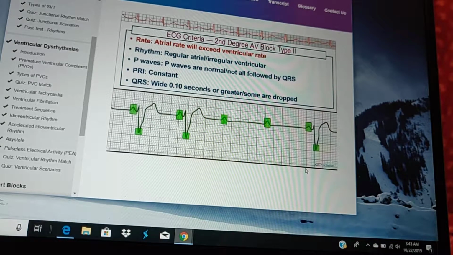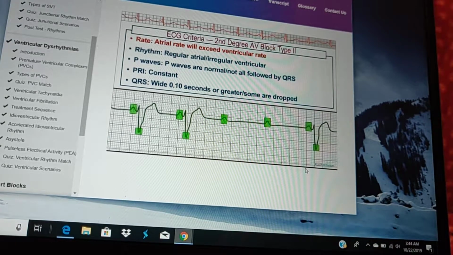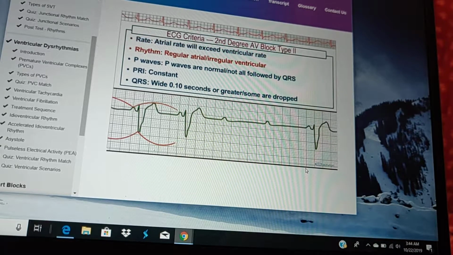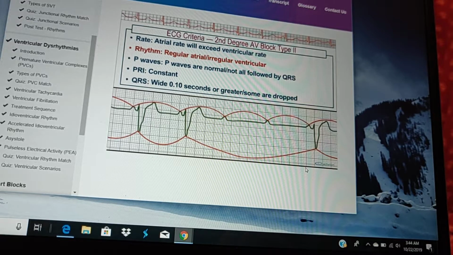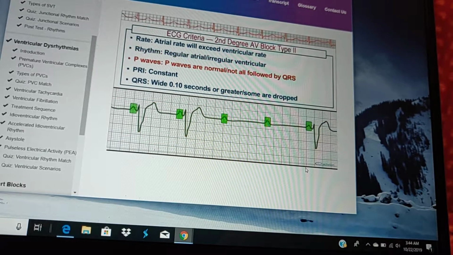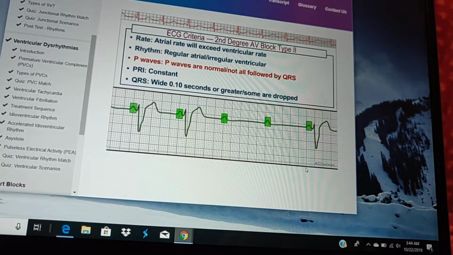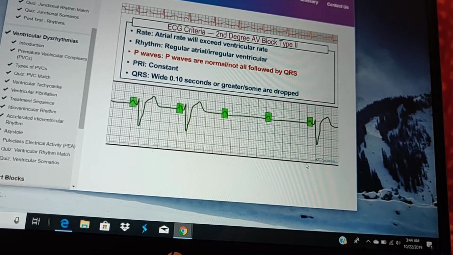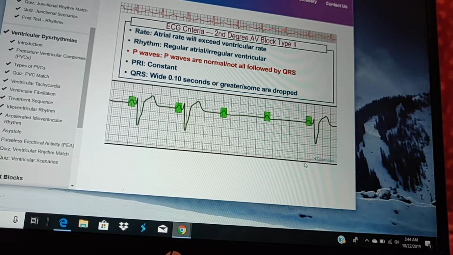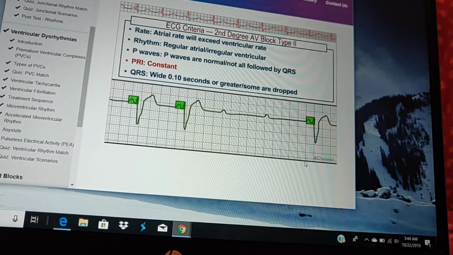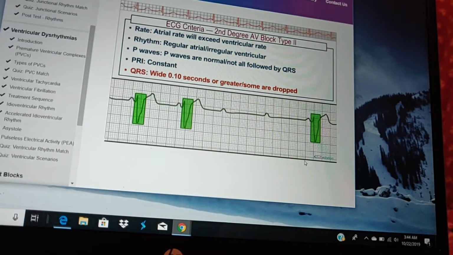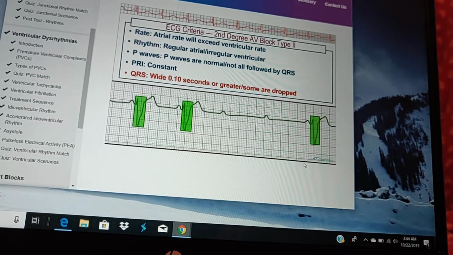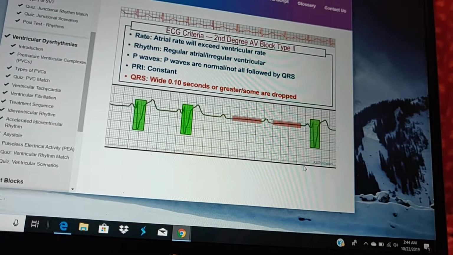Rate: atrial rate will exceed the ventricular rate. Rhythm: regular atrial and irregular ventricular rhythm. P waves: P waves are normal, but not all P waves are followed by a QRS complex. PRI: constant. QRS: wide, usually 0.10 seconds or greater, although some are dropped.